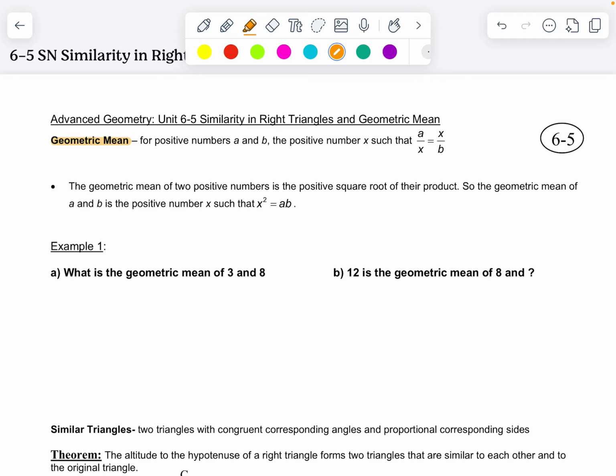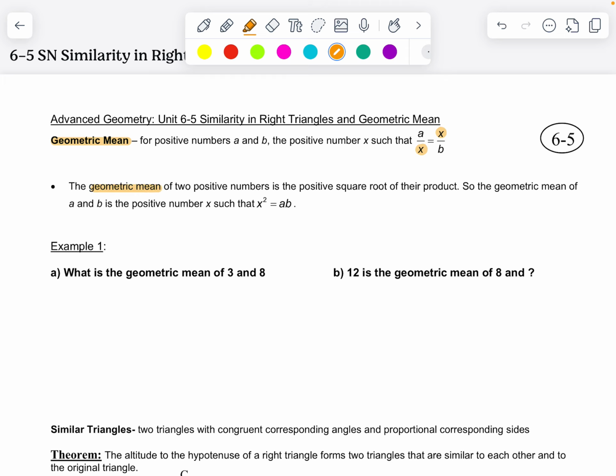So geometric mean is where we have positive numbers a and b such that a over x equals x over b. So x is going to be the geometric mean, and we would cross multiply to find out what that geometric mean would be using a and b as our positive numbers.